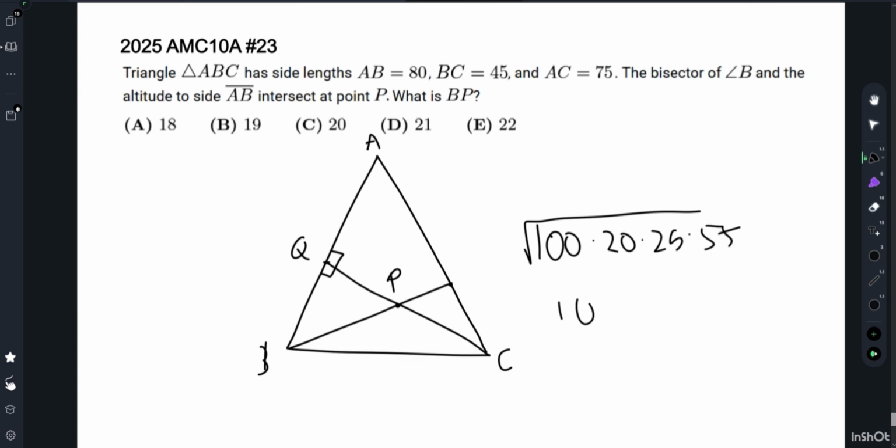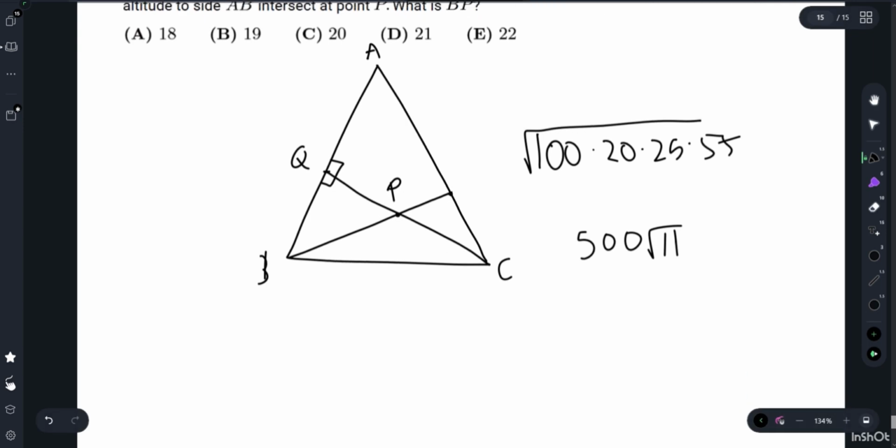So let's take out a 10. Now we can take out another 5. And we take out another 5. And we can take out another 2. Just for a result of 500 root 11. So this is our area.